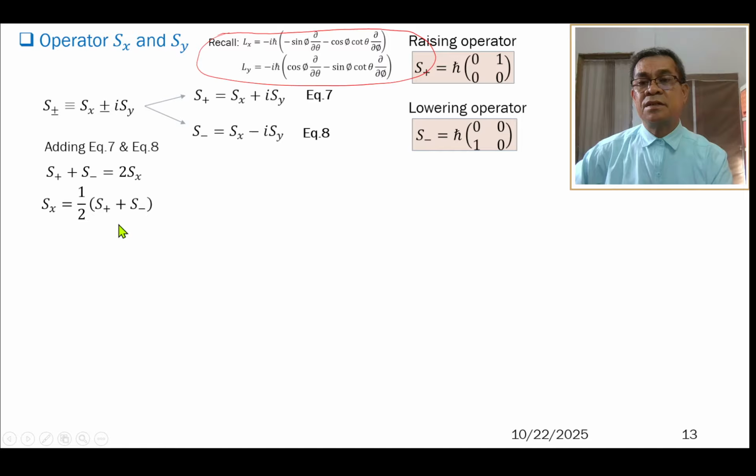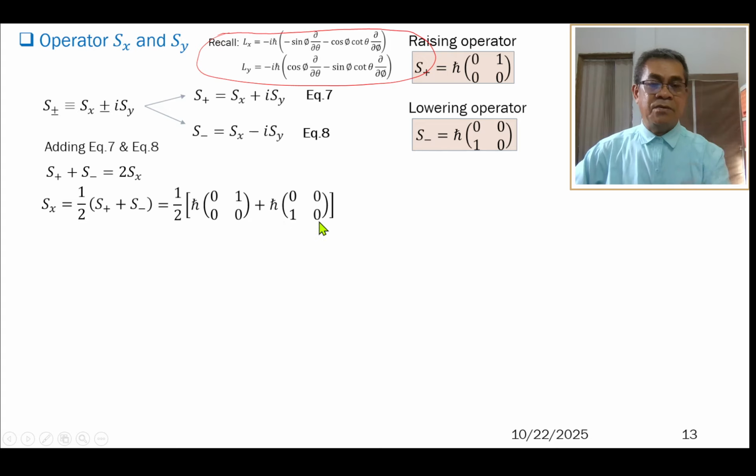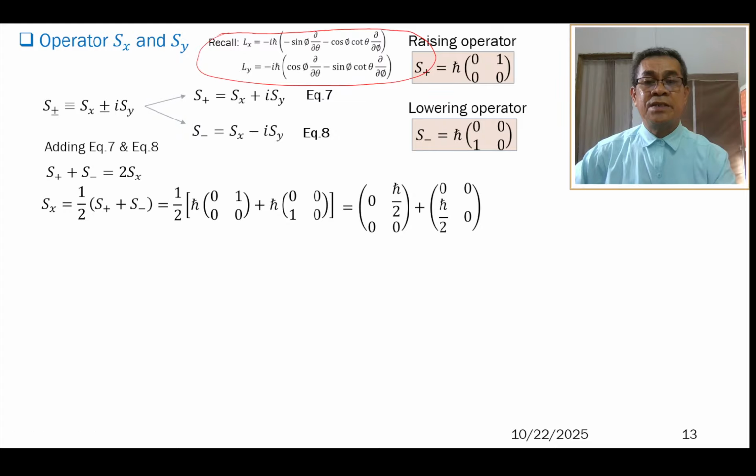Substitute these matrices, the raising and lowering operators, and add. Again, you can use your linear algebra. You can take this out, then combine these two. So you have to add this one: 0, 0, 1, 0, 0 plus 1, 0 plus 0. Then we have now a combined 2 by 2 matrix, and that's the answer.